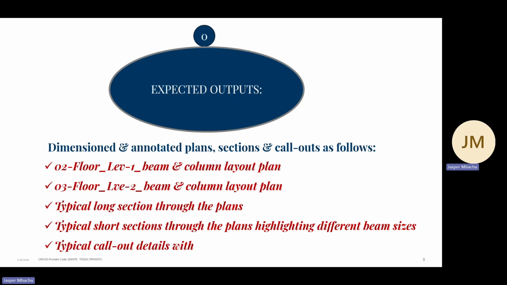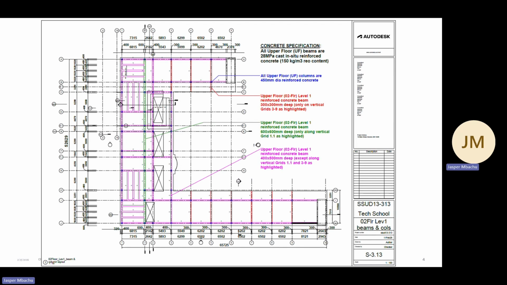But you could have typical short sections through the plans to cover the various beam sizes, because there are a number of beam sizes that we have discovered, that comprise the upper floors, as we discussed last week. And that will require you to provide typical call-out details, with all the annotations for each one. All right, so the first one is the level 1 floor beam and column layout.